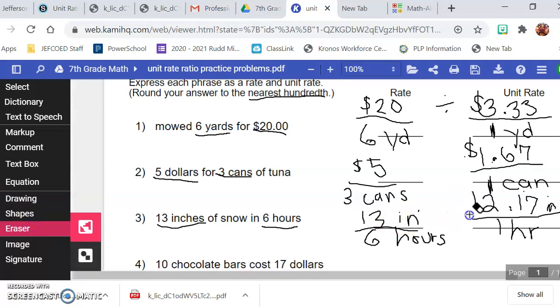All right, guys, so your next step, you're going to be working on that worksheet down below. You've got to finish the sheet and turn it in.